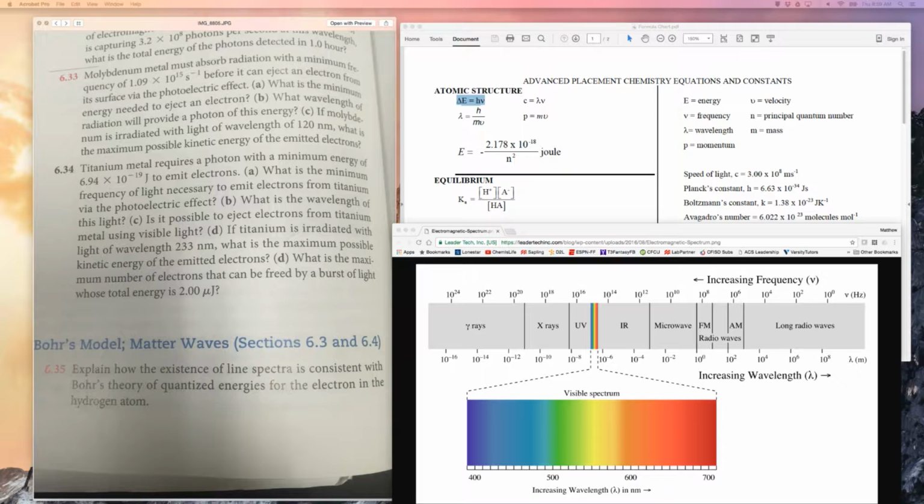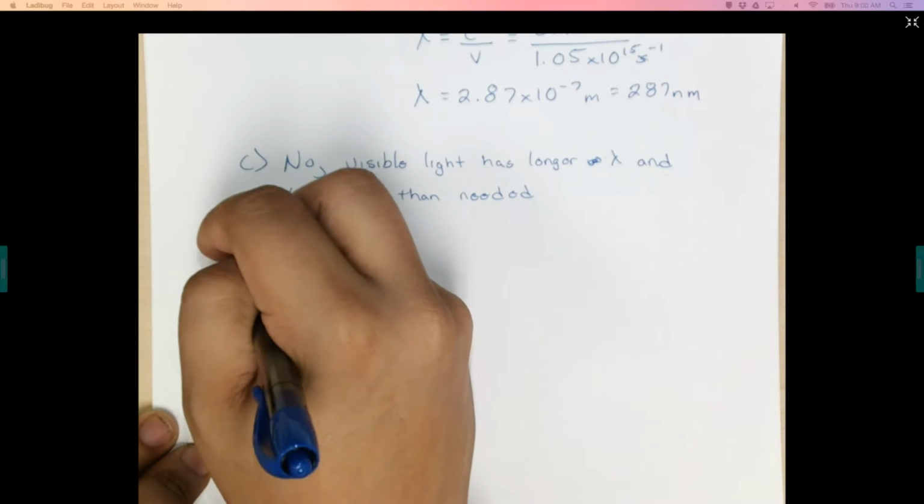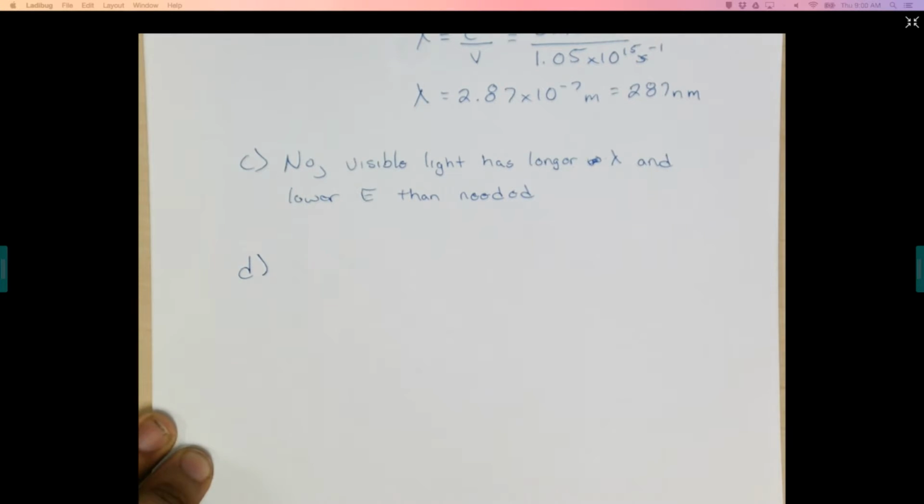Part D is asking us about the maximum kinetic energy of emitted electrons given a wavelength of 233 nanometers, which is smaller than the wavelength of 287 that we calculated. So D is where we need to use our equation.